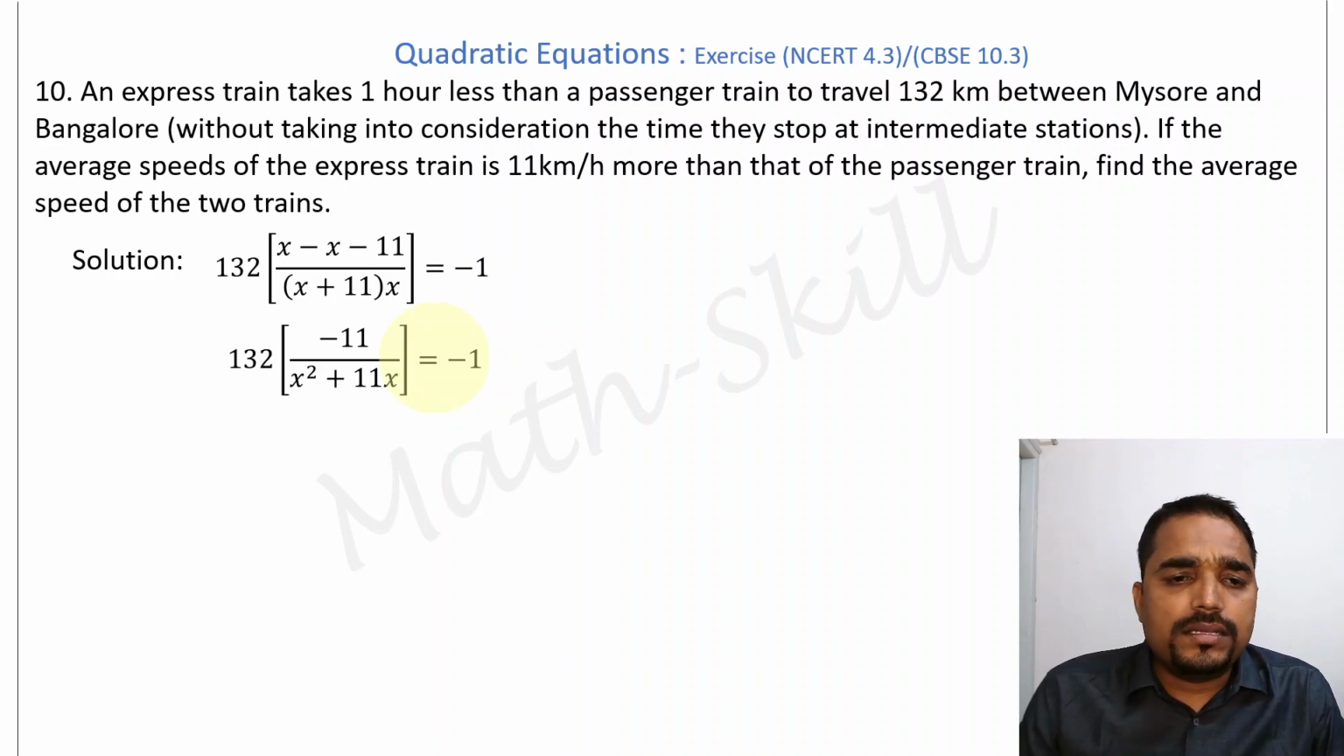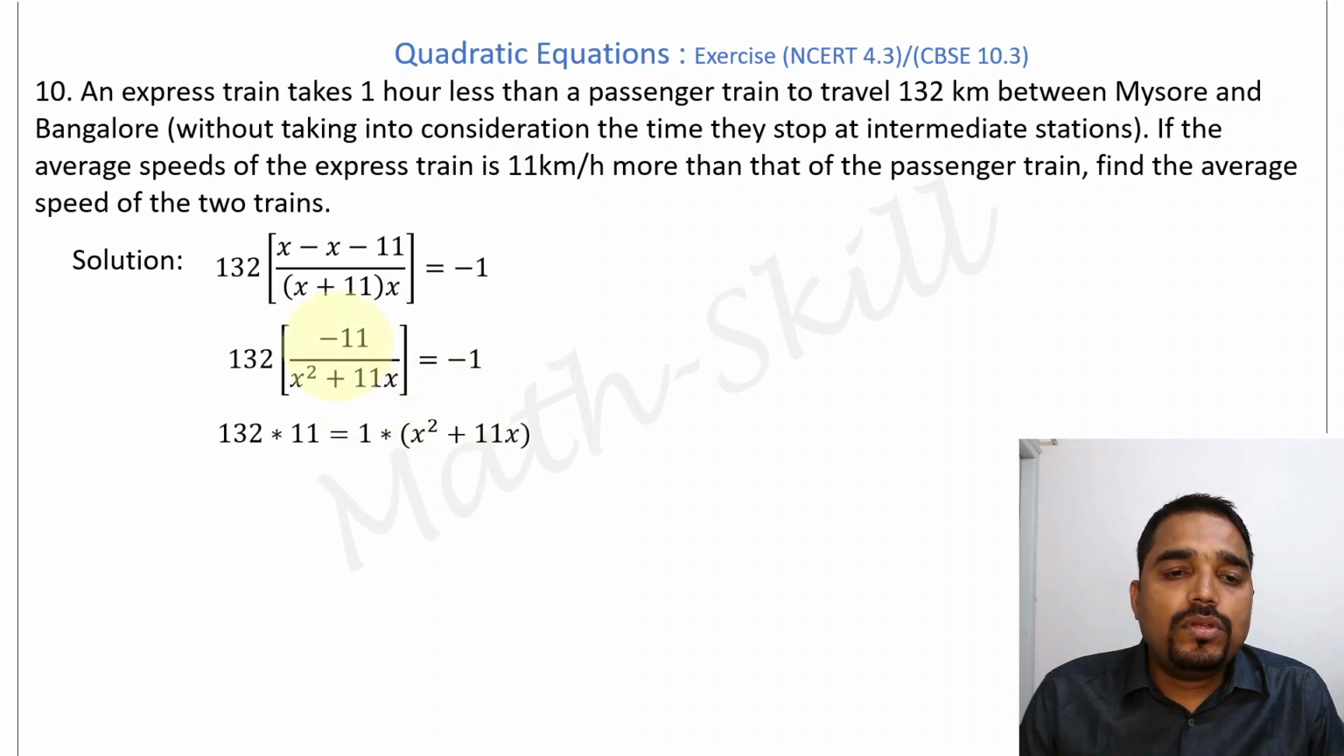Now let us cross multiply the terms. 132 multiplied by the numerator, that is minus 11, is equal to, upon transposing, x square plus 11x multiplied by minus 1. Also we see that minus 1 is available on both the sides, so minus minus is getting cancelled. Therefore 132 multiplied by 11 is equal to 1 into x square plus 11x.